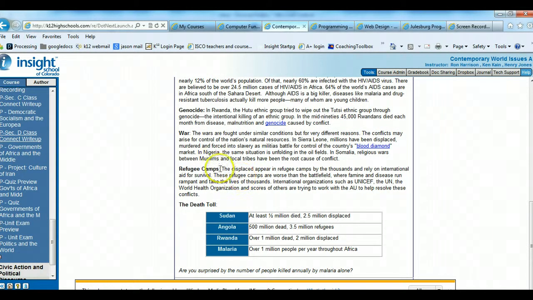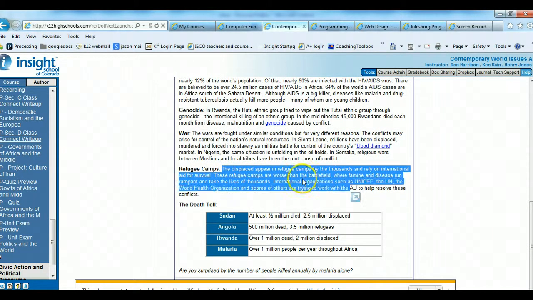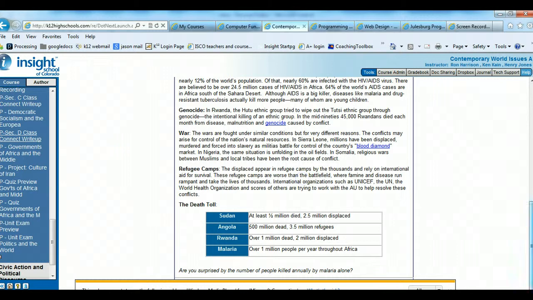You saw the picture of refugee camps up above, but you can read about how many refugees are there. And then finally, the death toll. Look at this. In the Sudan, 500,000 people. Angola, because of civil wars, 500 million people dead. Rwanda, and actually I think this is incorrect. 500 million, that's 500 million. I think that is incorrect. This should probably be 500,000. No way 500 million people would die. They don't even have that many people in the country.